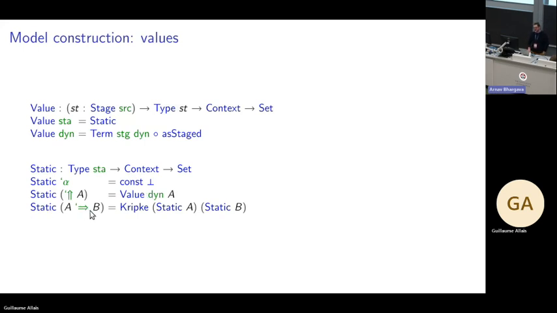And then static functions will be Kripke function space between static arguments and static results. And then the nice thing is that you now have this extra code for programs of type A. And the static meaning of this will be a dynamic value of type A. And what are dynamic values? Well, dynamic values are terms because we have not evaluated them. It's for the runtime to actually process them and run them and evaluate them.